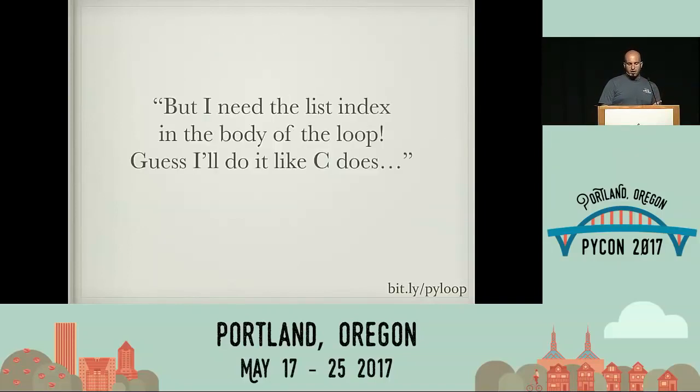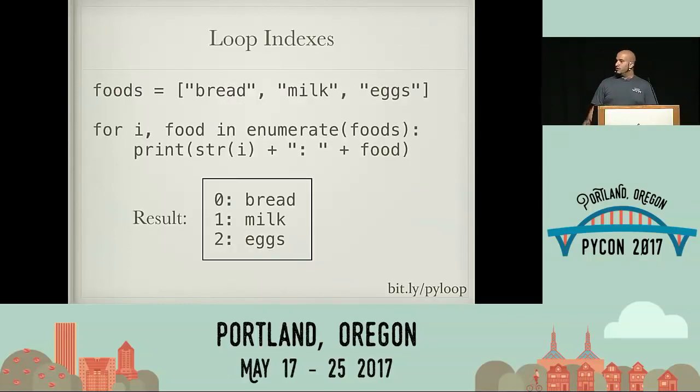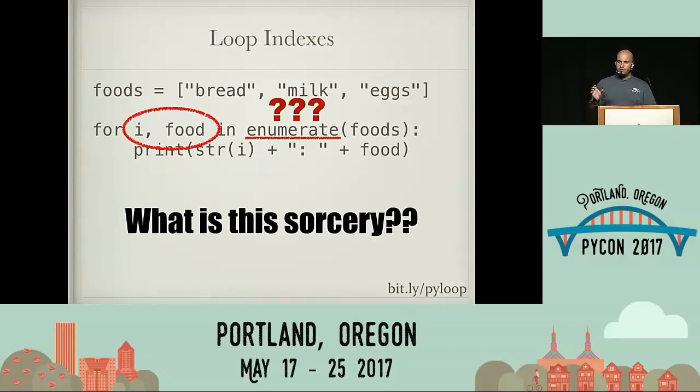Now you might be thinking, what happens if I need the list index in the body of the loop? I guess I have to go back to the way that C does it. Nope. Python gives you better ways of doing that as well. So here's an example that uses that index variable. And the result is you're going to get 0 colon bread, 1 colon milk, and 2 colon eggs. So you're looking at this, and you're thinking, wait a minute, there's 2 variables here with a comma, and I don't know what this enumerate thing is, and you're confusing me here.